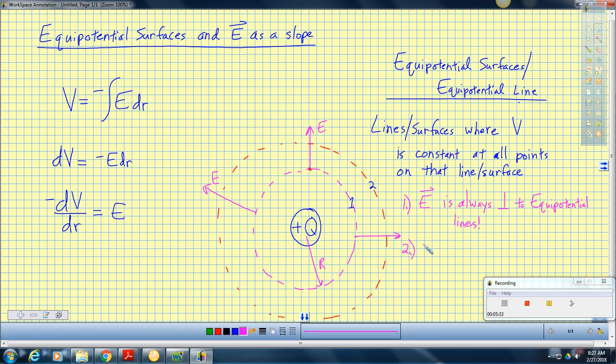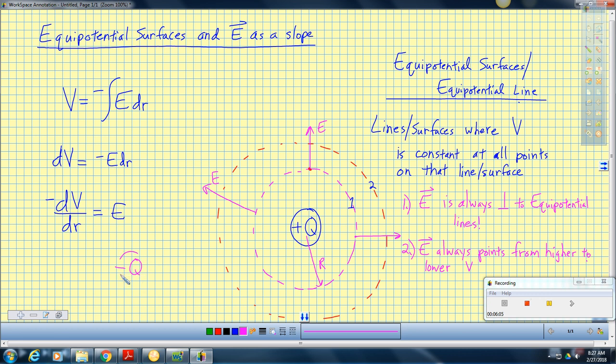E always points from higher to lower potential. We can test that idea to see if it's true for all charge distributions or just this plus Q. Run that through with a minus Q in your mind.